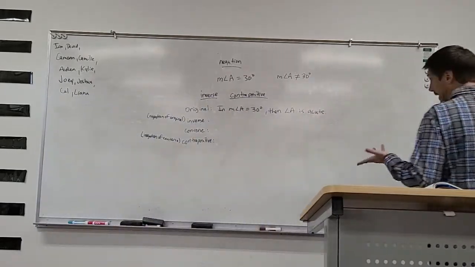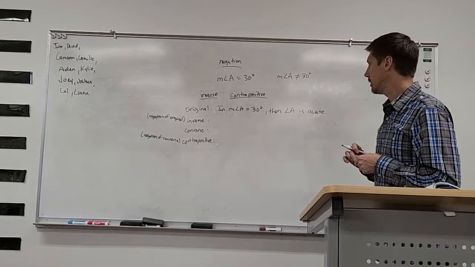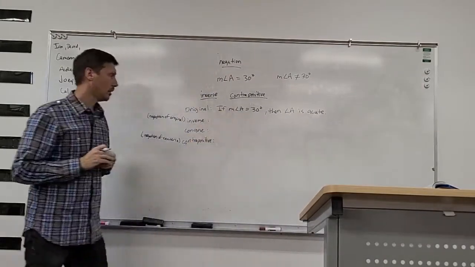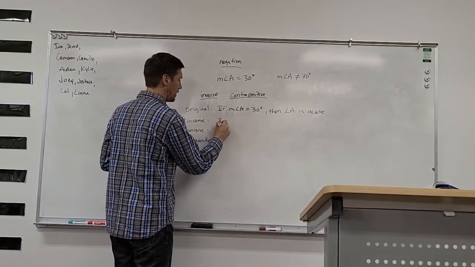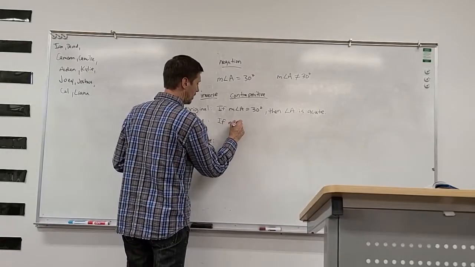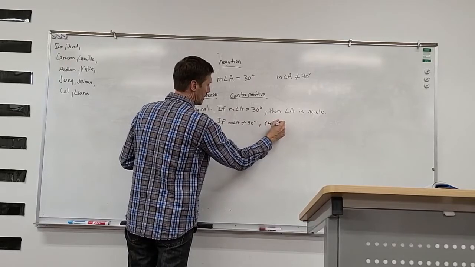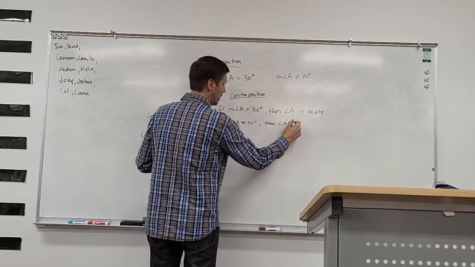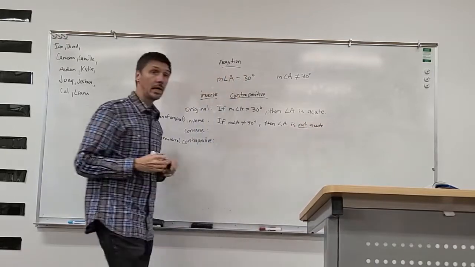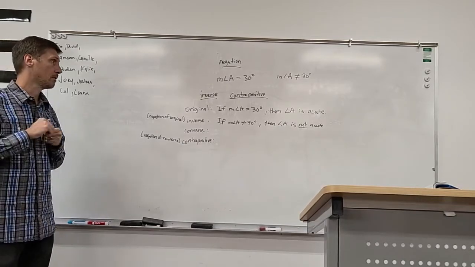Alright, so if we negate the original statement, then we would say if, this is supposed to be if and not in, sorry about that. If we negate everything in this statement: if the measure of angle A is not 30 degrees, then angle A is not, see how we added the not in there? Acute. So we negate both the hypothesis and the conclusion of that conditional statement.